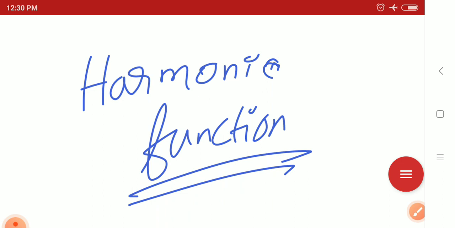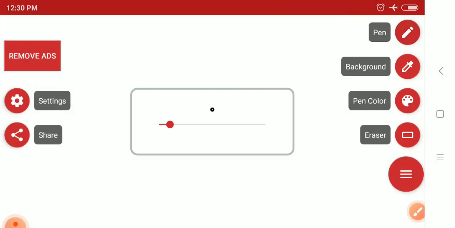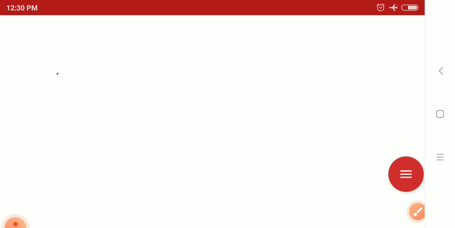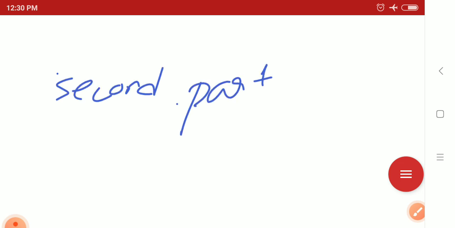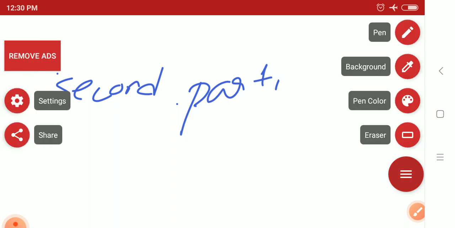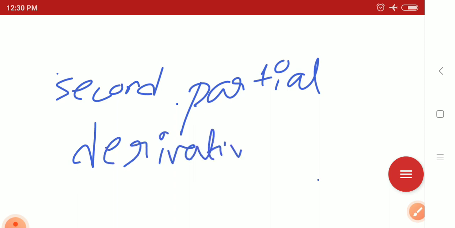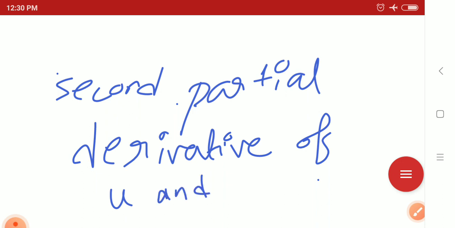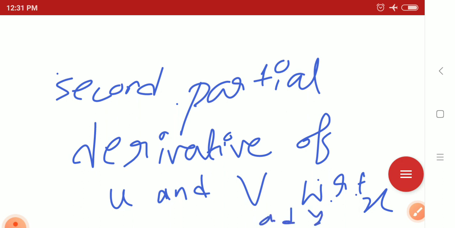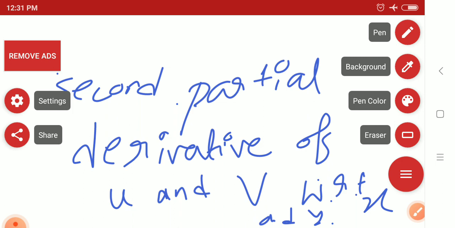Harmonic function means, we have studied that del u by del x equals del v by del y, and del v by del x equals minus del u by del y. That is the condition for an analytic function. So if the second partial derivatives of u and v with respect to x and y exist and are continuous in a region R, then how can we relate that?